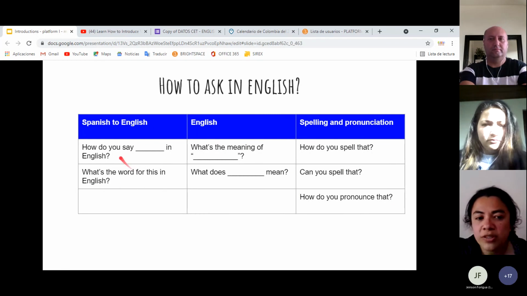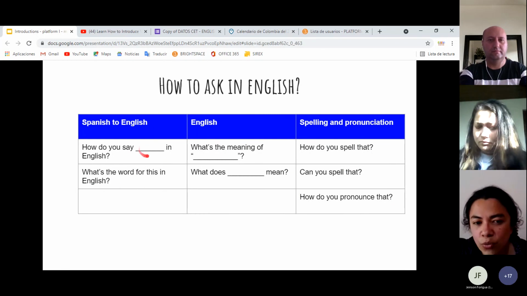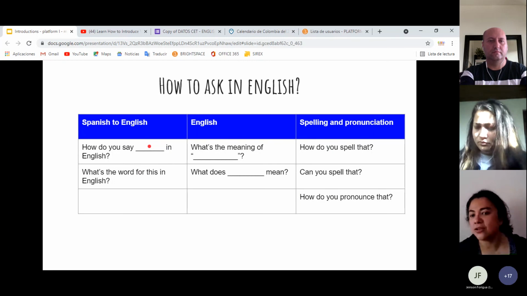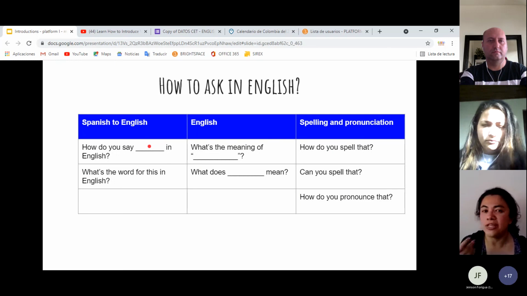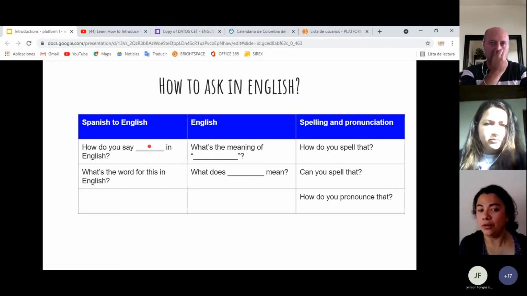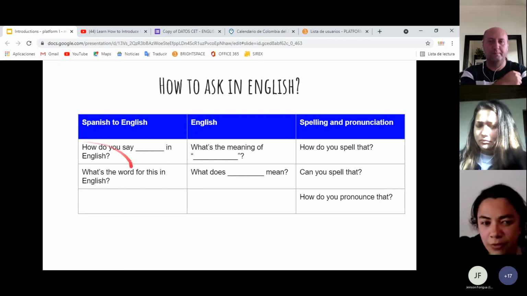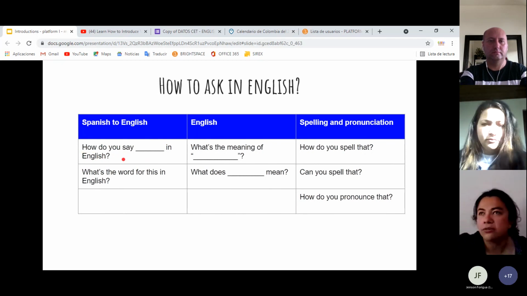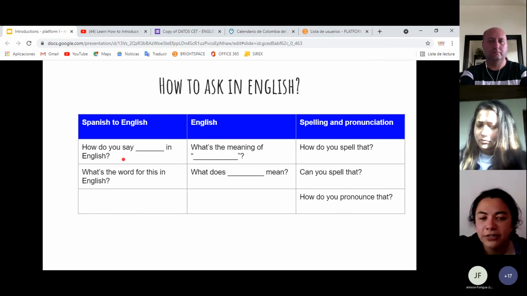What is the issue with this question? If we use the word in Spanish, the person you are talking to has to speak Spanish as well. Because if I say to a Japanese person who does not speak Spanish, how do you say celular in English? Well, the person is not going to understand very well. So this one is for people who speak Spanish like we do. So how do you say carro in English? How do you say teacher in English, professor in English, etc.